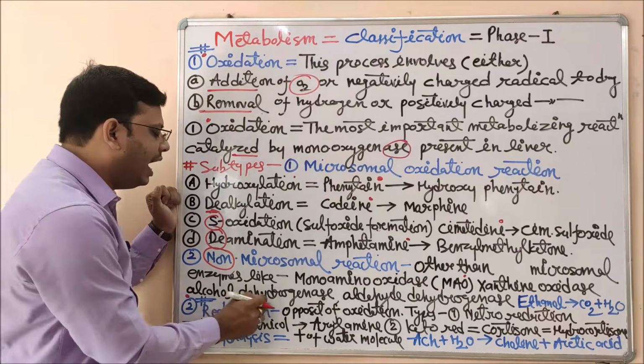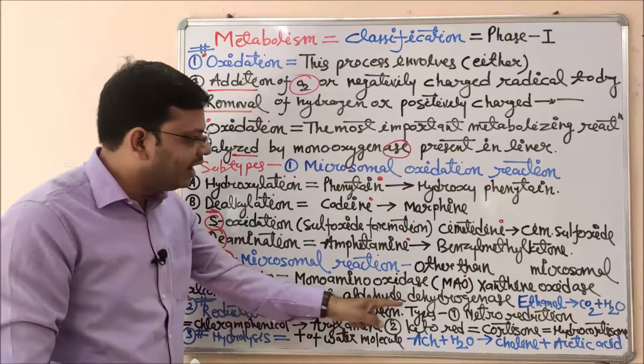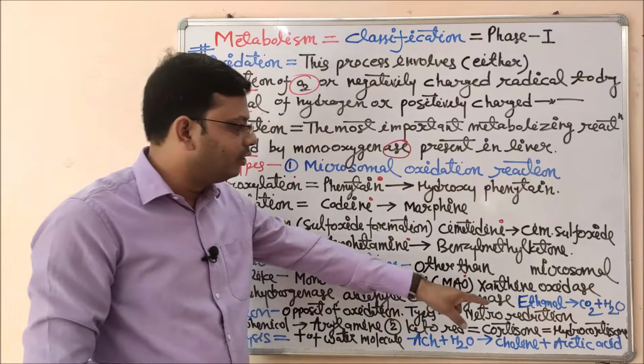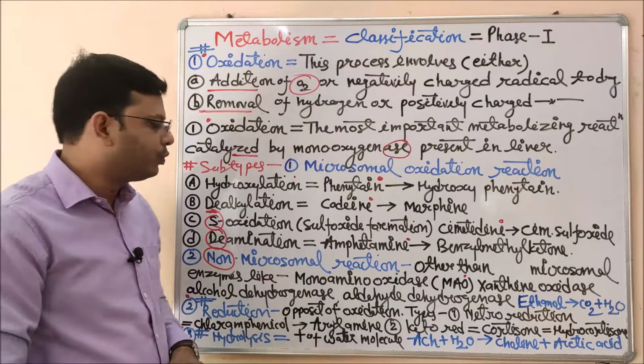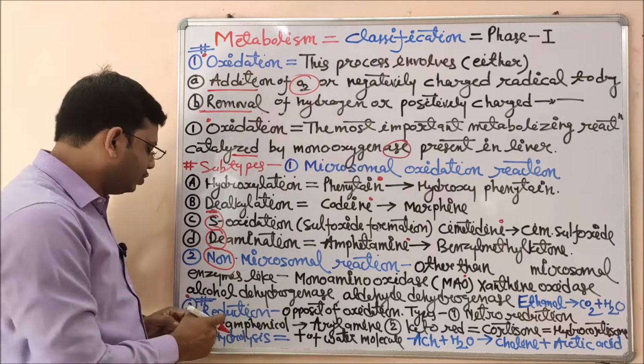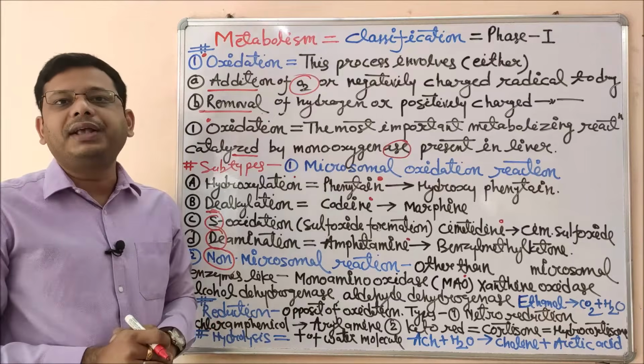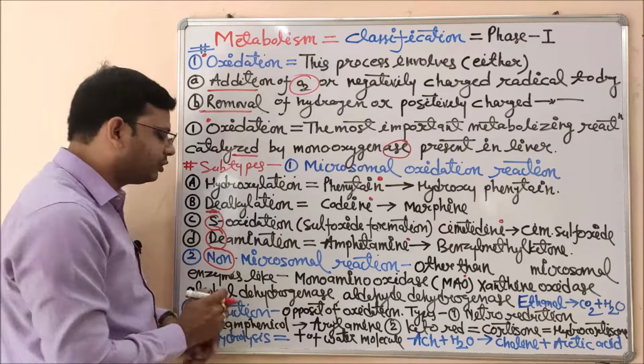The next example is alcohol dehydrogenase and aldehyde dehydrogenase. The example can be concluded as ethanol conversion into CO2 and H2O. That is an important process under the non-microsomal reaction. So coming to the next type of phase 1 reaction, that is reduction.